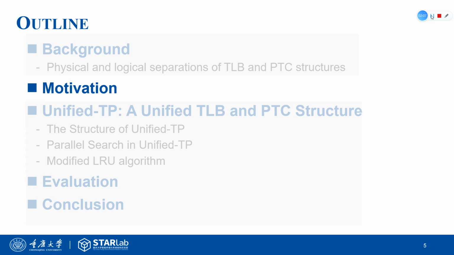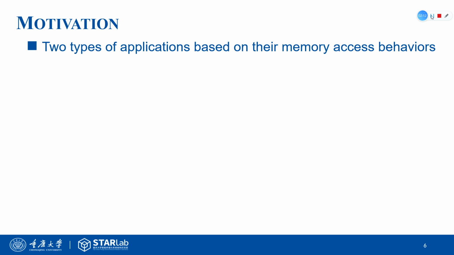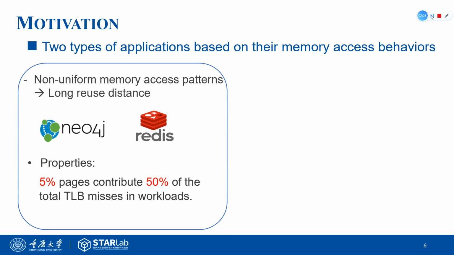Now, let me show you the motivation of our work. To give a better understanding, we divide the workloads into two types based on their memory access behaviors. The data in the first type of applications tend to have a long reuse distance, which means that when a data item is accessed again, the translation record for that data item has been deleted from TLBs. In our experiments, the results showed that about 5% of pages contribute 50% of the total TLB misses for graph workloads. In this case, if we can shrink the PTC space and provide more space for TLB, it can reduce memory access overhead.